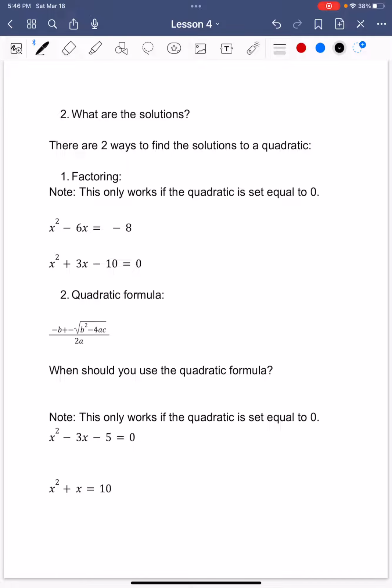This also only works if the quadratic is set equal to 0. So let's look at the top case. We have to set this equal to 0. So how do you do that? Just add 8. X squared minus 6x plus 8 equals 0.